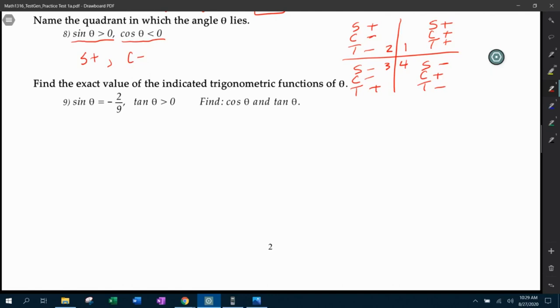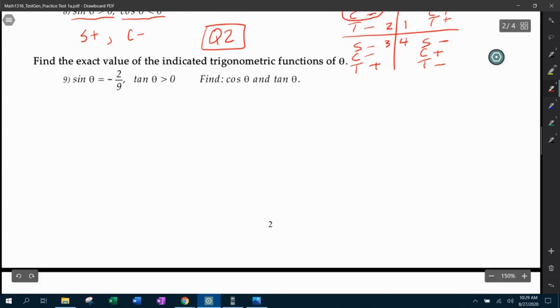Things that are less than 0 are negative. And we need to know in our chart, where do these two things happen? Sine is positive and cosine is negative only in quadrant 2. And so that is the answer to that question. Quadrant 2 is the quadrant that the angle must be in.